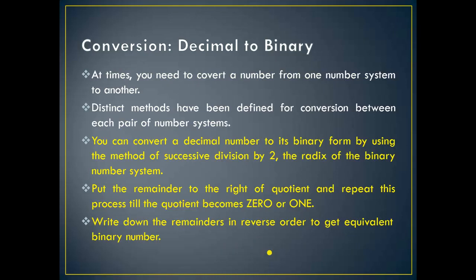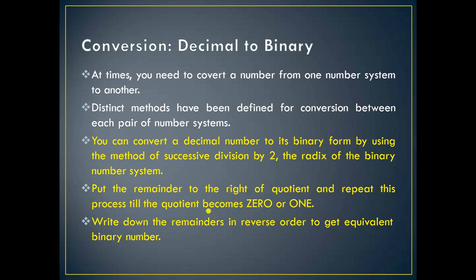So now in conversion you have decimal to binary, decimal to octal and decimal to hexadecimal. First we need to understand decimal to binary. At times we need to convert a number from one number system to another. Distinct methods have been defined for conversion between each pair of number systems. Here you use successive division by 2, the radix of the binary number system.